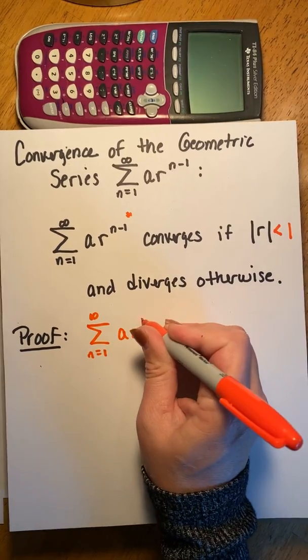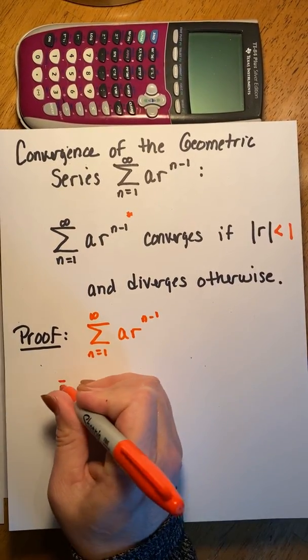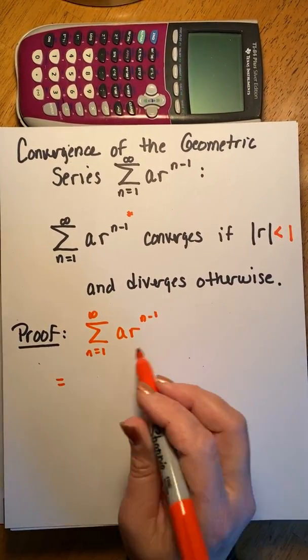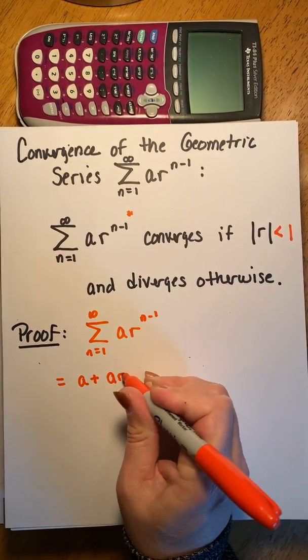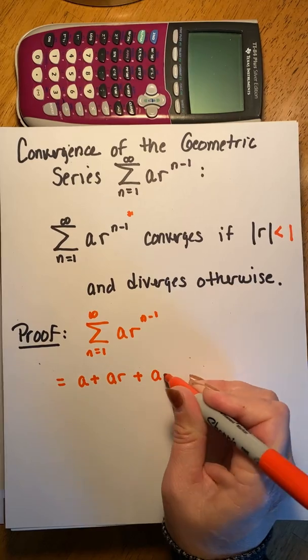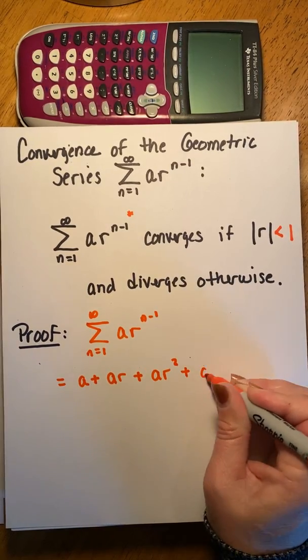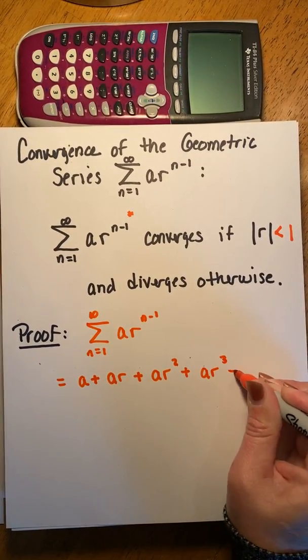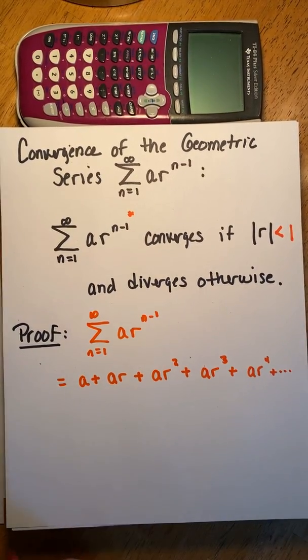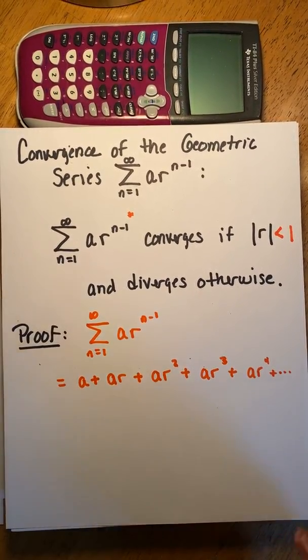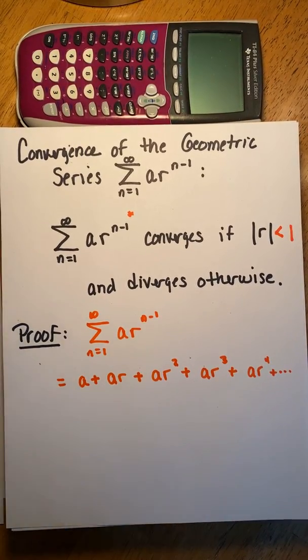The sum of a r to the n minus 1 is equal to, well, if n is 1, we start with a. If n is 2, we have ar. If n is 3, we have a times r squared, plus a times r cubed, plus ar to the 4th, and that's all I'm going to write because I'm running out of room. So let's see how we can do this.